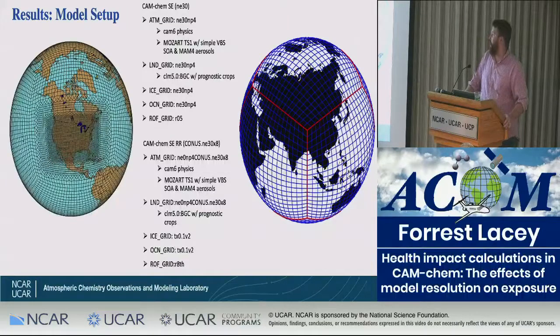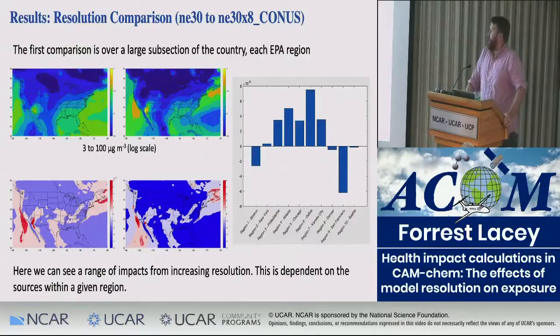And then I also want to show the other part of the validation that we're doing, and this is just comparing the results between the 1 degree model and the regional refined model. Here, what I've done is I've calculated PM2.5 now in the NE30, which is the 1 degree SE grid, versus the regional refined NE30 by 8. So here we have, apologize, I forgot to throw it on here.